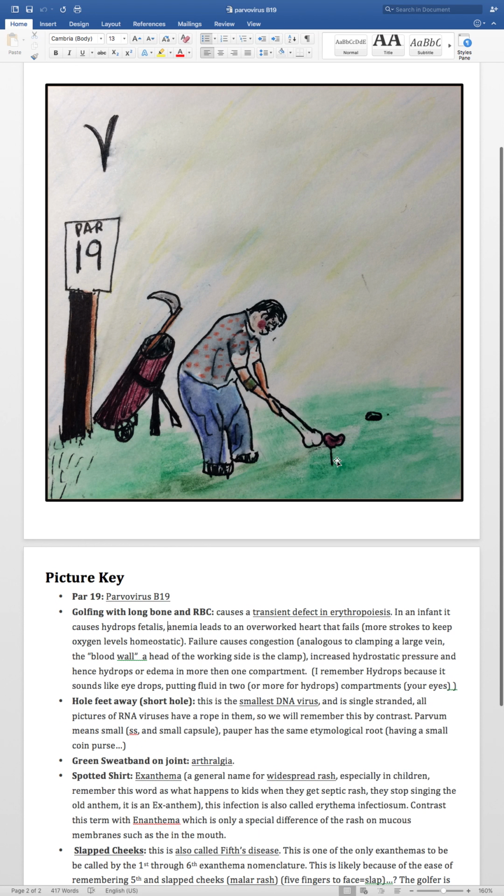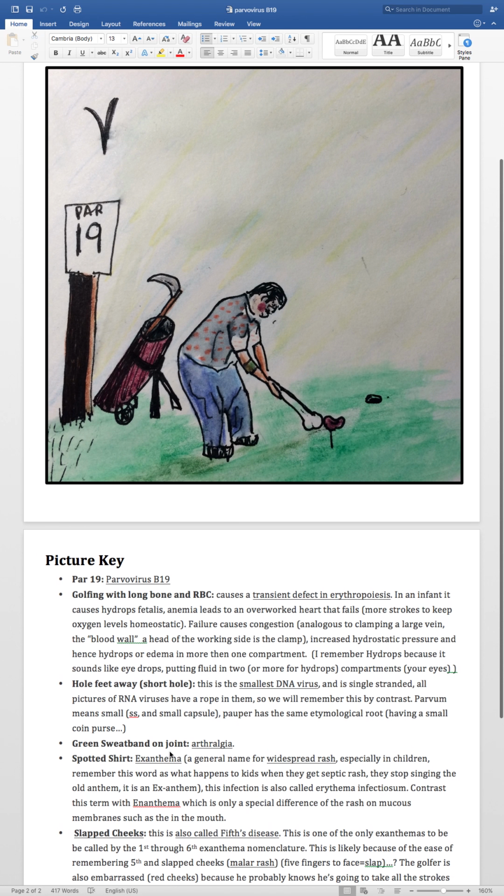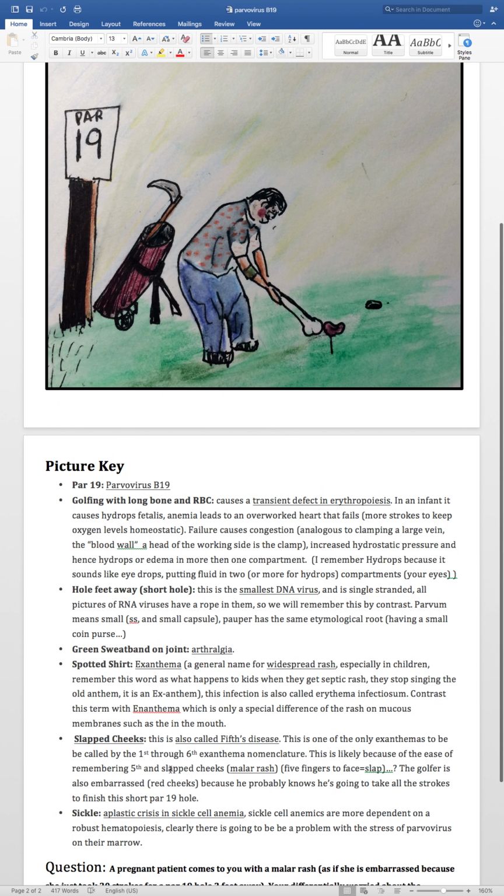Notice this Par19 hole is a few feet away. That is a quick reminder that this is the smallest DNA virus. It is small in that it is single-stranded, and also in terms of its capsid diameter or radius, it is small. You can also remember that by remembering parvo means small. It has the same etymological root as pauper, and if you know what a pauper is, it is someone having a small coin purse. So that's a way to remember it.